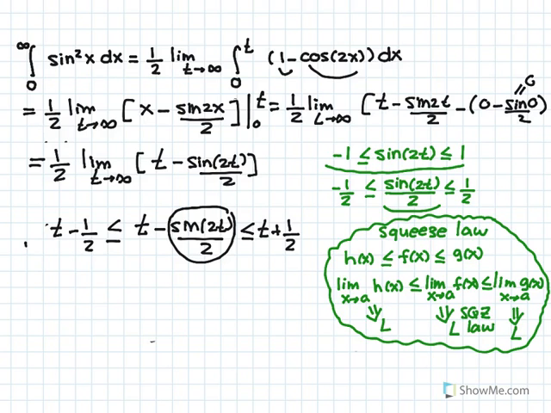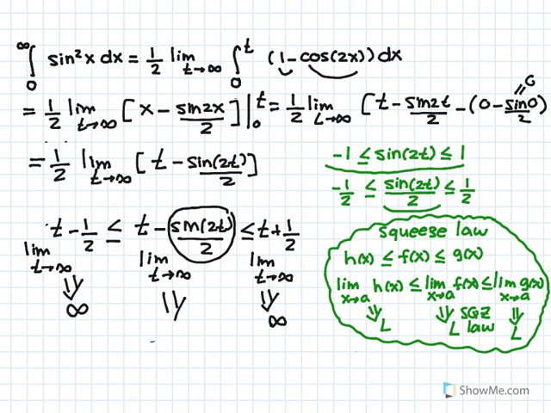Now let's apply the squeeze law. Limit as t goes to infinity, limit as t goes to infinity, limit as t goes to infinity. This is going to give us infinity. This gives us infinity. So by the squeeze law, the limit as t goes to infinity of (t minus sine 2t) divided by 2 will give us infinity.